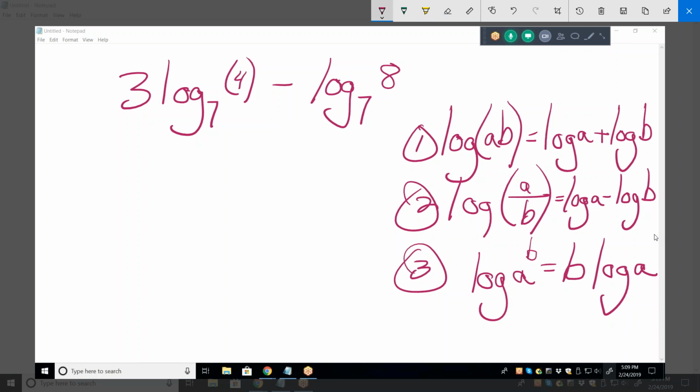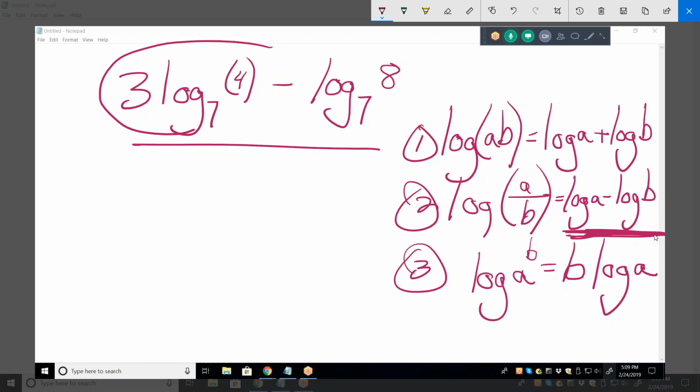Now, they want you to condense. How do I know? Because they have 2 different log expressions. So with these rules, you have to know how to go from left to right, and you have to know how to go from right to left. I know my final expression is probably going to be the log of something divided by something else. In other words, I'm going to pull this down to 1 log expression. But the order when you are condensing is usually start with 3 and then work your way up.